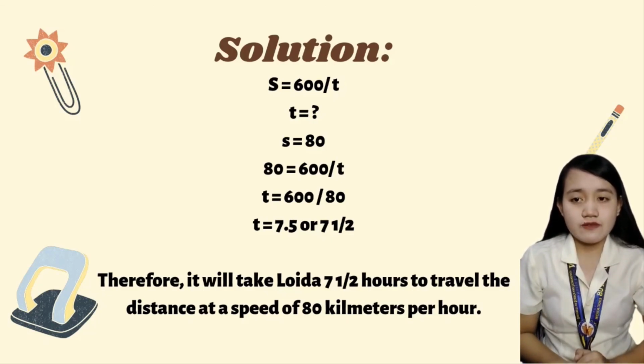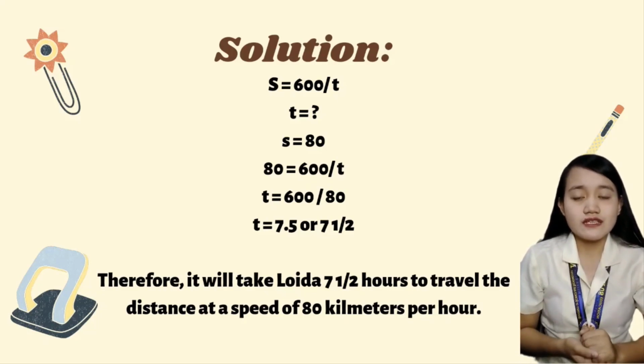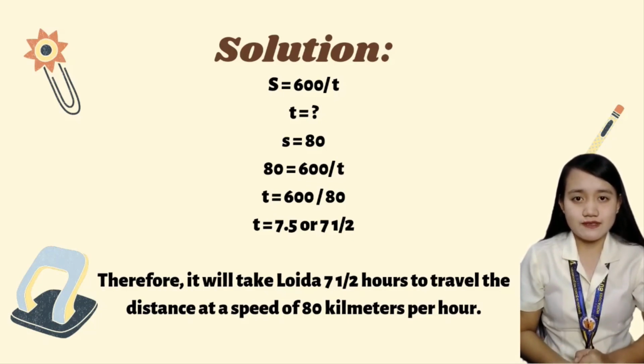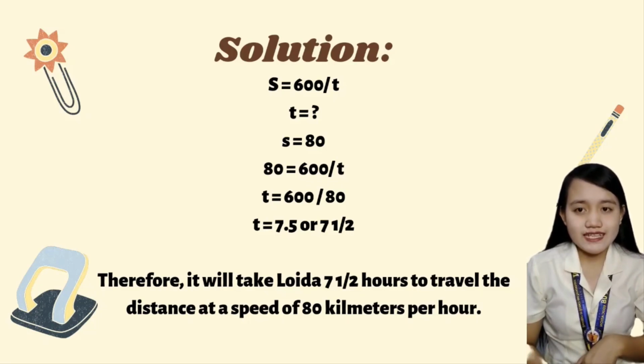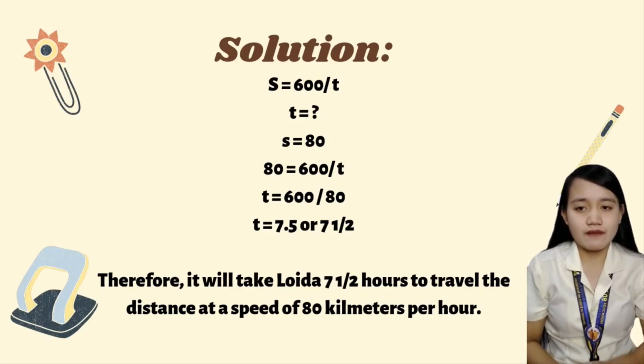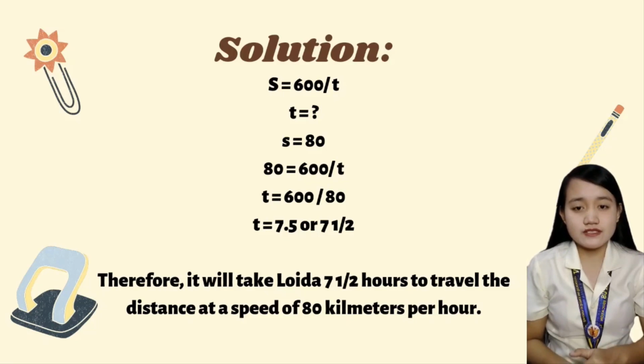Here, T is unknown and S is equal to 80. By substituting the values in the equation, we have 80 is equal to 600 divided by T. To get the value of T, we have to divide 600 by 80. So T is equal to 600 over 80. Our T now is 7.5. It will take Loida 7.5 hours to travel the distance at a speed of 80 kilometers per hour. So 7.5 hours is the answer to this given problem.